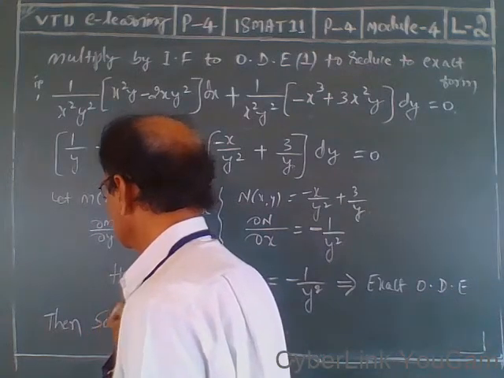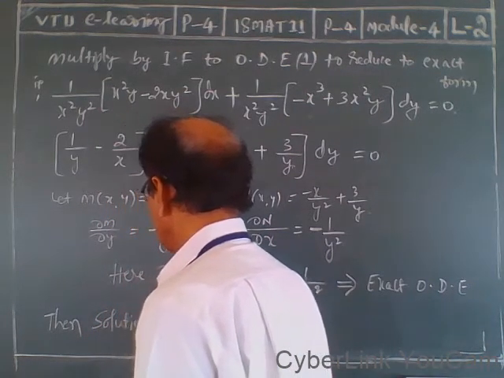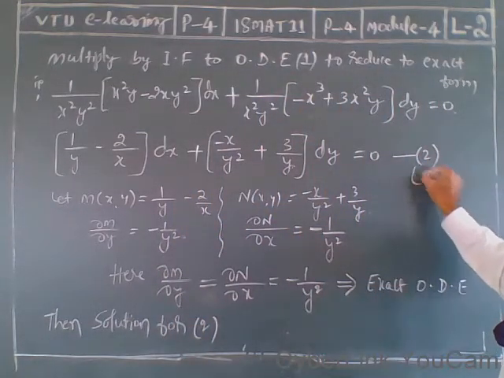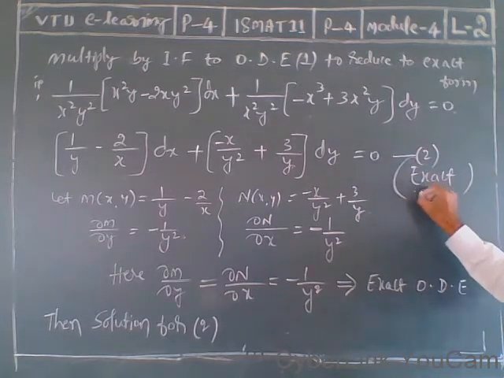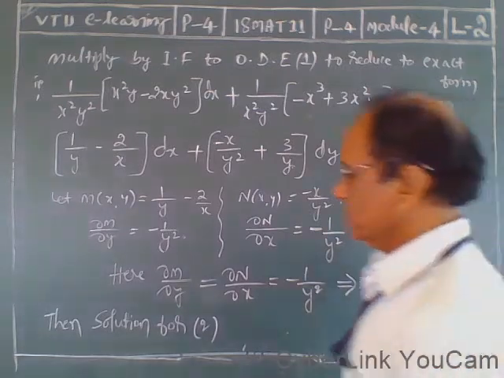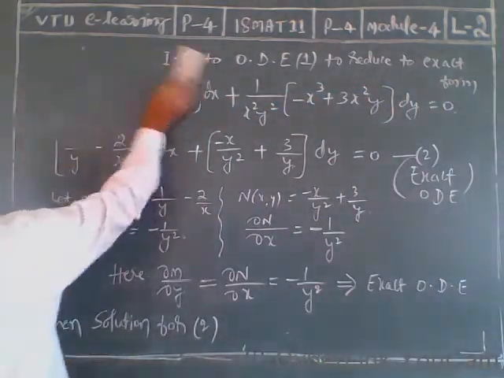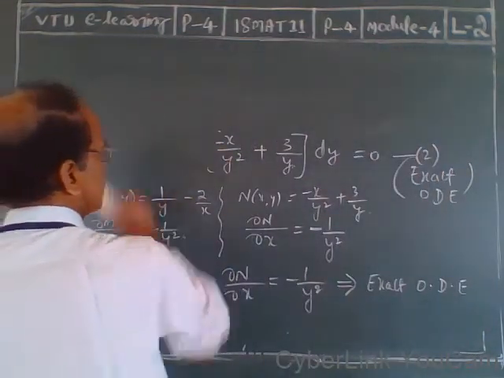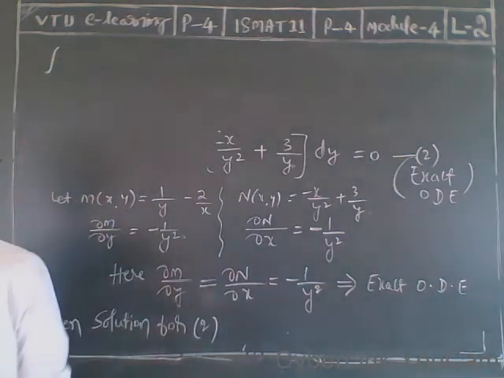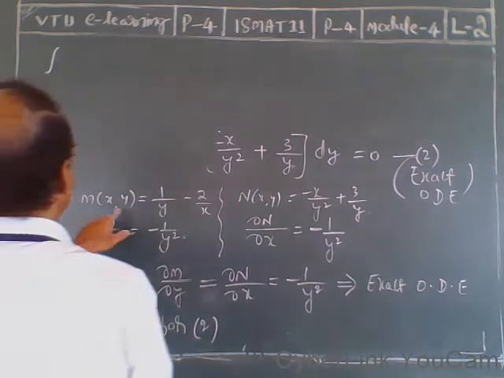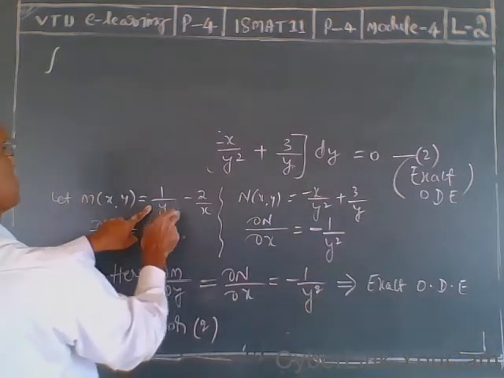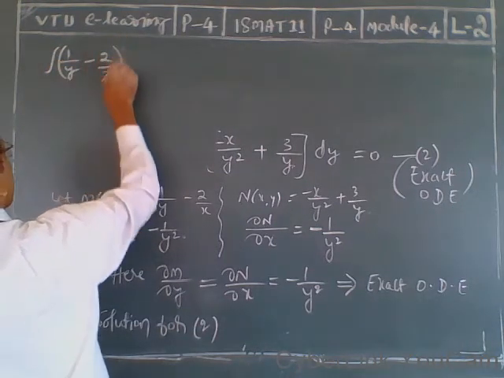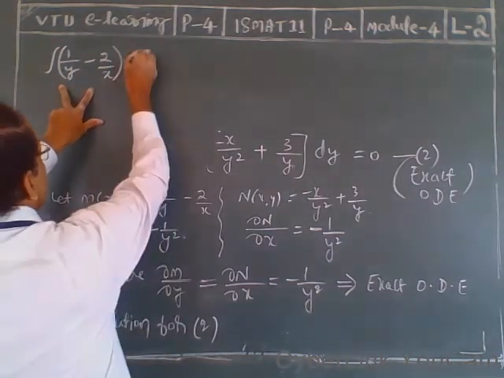Then, solution for ODE 2, which is the ODE? This is equation which is exact. Exact ODE. We have to write the solution for this. Then the solution is given by integration of the two terms. What is that? That is integration del m by del y. That means, m is equal to this. Integration 1 by y minus 2 by x, 1 by y minus 2 by x dx.